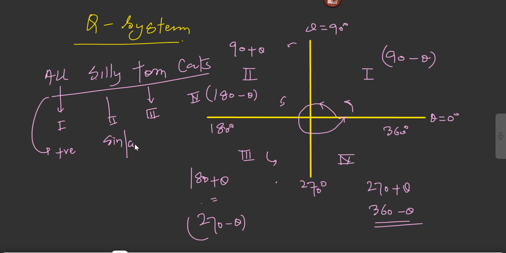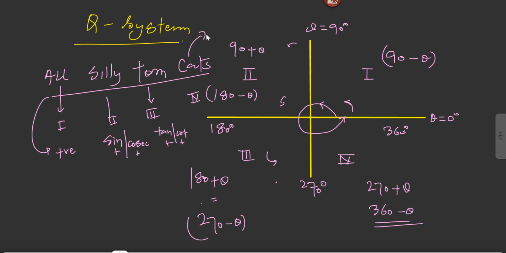Reciprocal of sine is cosecant. These two are positive in second quadrant. Third is T. T means tan. Opposite of tan is cot. These two are positive in third quadrant. Rest of the trigonometric ratios are negative.